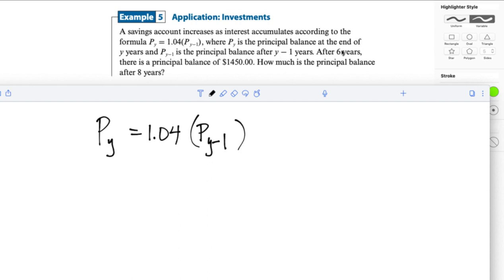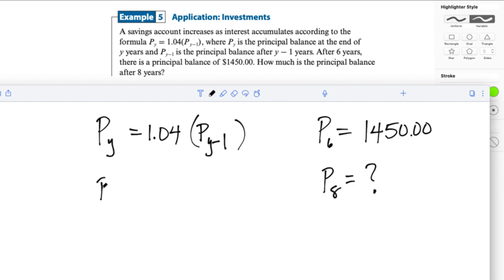So the question says, after 6 years, there is a principal balance of $1,450. So P sub 6 is equal to $1,450, right? They're asking us how much is in that account after 8 years if nothing changes and we keep with this process. So P sub 8 is the question that we're looking for. P sub 8 requires that we multiply what happened the year before, P sub 7, with 1.04. Pause me and think about it if this makes sense, all right? And if it doesn't, let me know. We can talk about it.